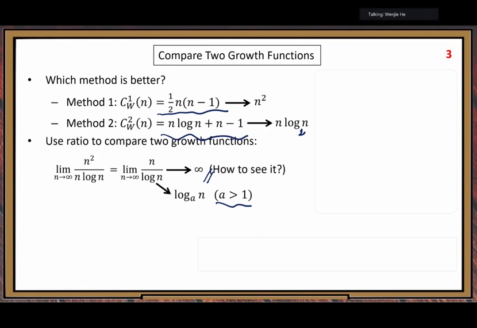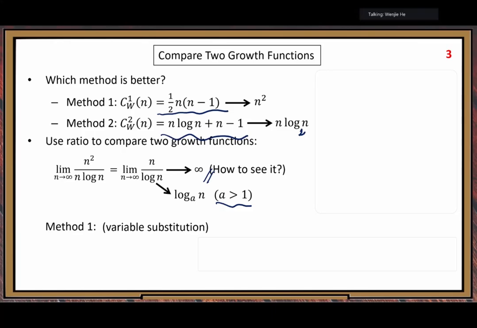Let me see how much time I have. Not much time, so I will move the details to next time. Here I just talk about method 1.